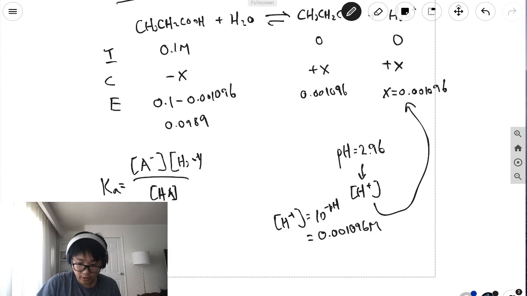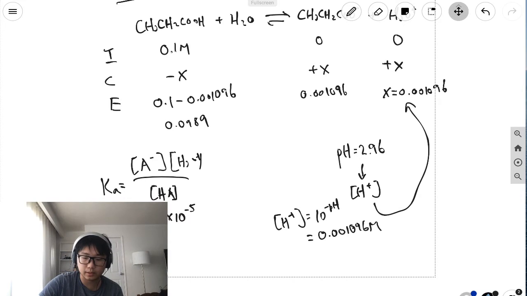Alright, let me see what I get. So 0.001096, we're going to square that because we basically have two of those, and then divide by 0.0989. What did you say your number was? Yep, that's what I got. Okay, so now let's move on. Everything good so far? Okay, so that's a 1.21 times 10 to the negative 5.